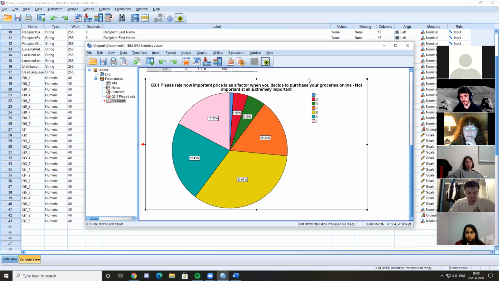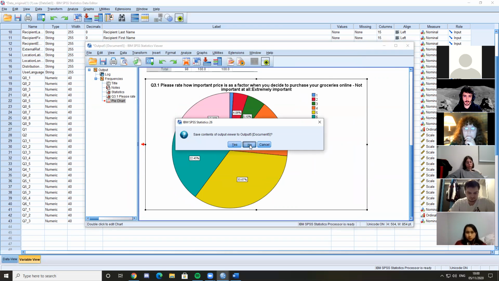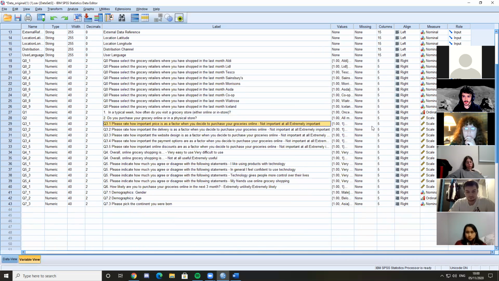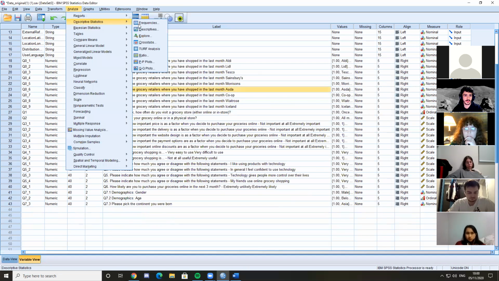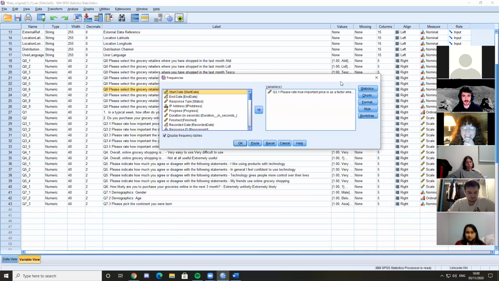Will it just automatically do it for you on any question? Pretty much. So this is the easy part, basically. Essentially, yes. He made it look like it's some science, but it's really just clicking analyze, then frequencies.